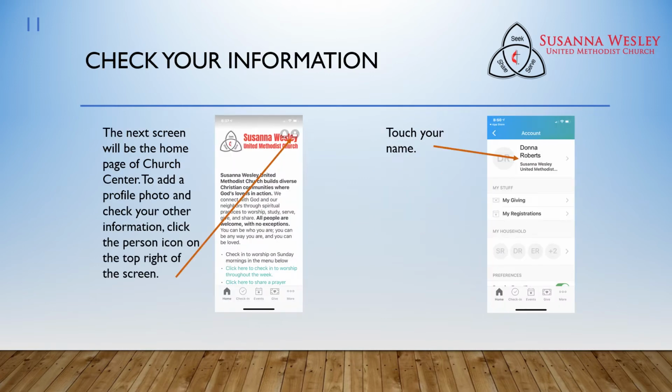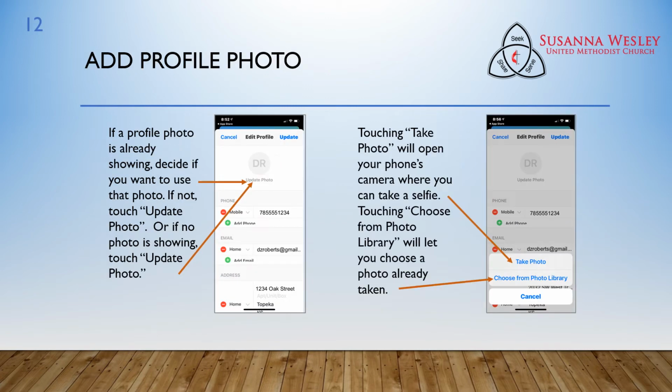The next screen will be the home page of Church Center. To add a profile photo and check your other information, click the person icon on the top right of the screen. On the next screen, touch your name. If a profile photo is already showing, decide if you want to use that photo. If not, touch Update Photo. Or if no photo is showing and you want one to, touch Update Photo. On the next screen, touching Take Photo will open your phone's camera where you can take a selfie. Touching Choose from Photo Library will let you choose a photo already taken.